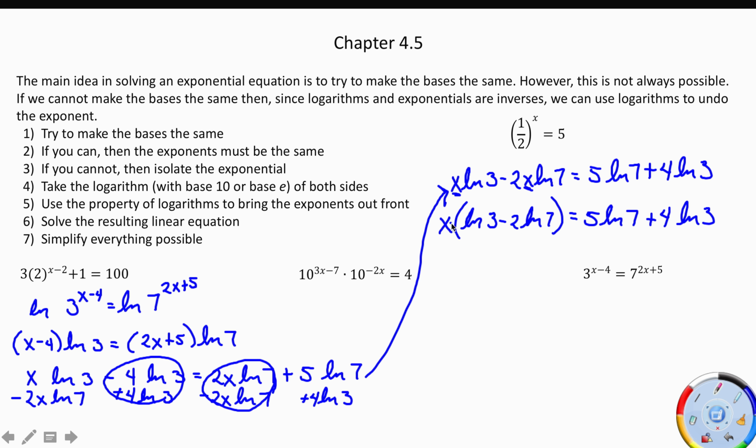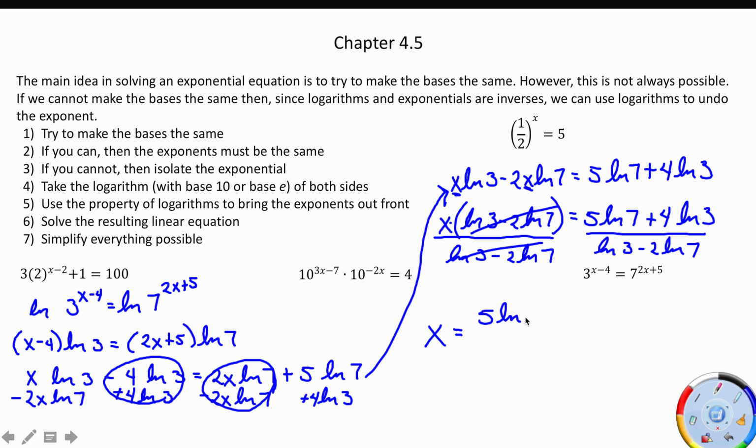Okay, so now I've got an x times some stuff, so all I have to do is divide both sides by natural log of 3 minus 2 times natural log of 7 to give me x equals 5 times natural log of 7 plus 4 times natural log of 3 all over natural log of 3 minus 2 natural log of 7.